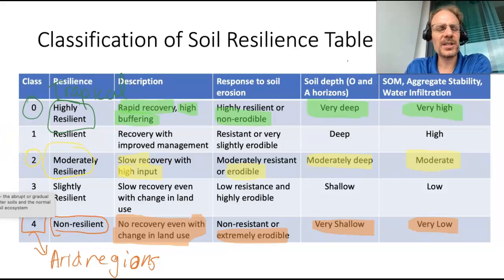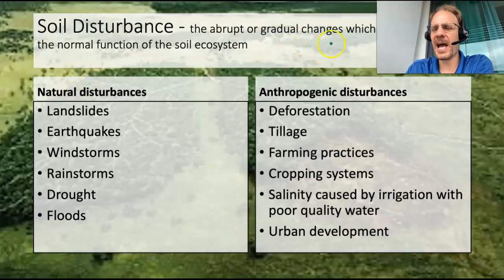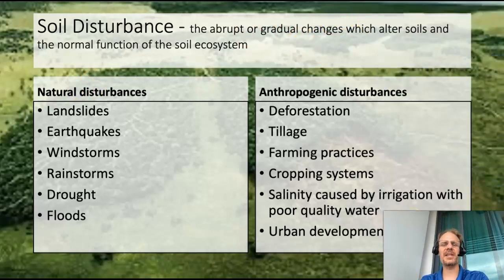What are some of the disturbances that are out there, and how do they impact things? Soil disturbances are anything that changes or alters the soil from its normal function. Those changes can be very rapid or they can be very, very slow. We also can classify these into 2 categories, our natural disturbances and our anthropogenic disturbances. Anthropogenic disturbances mean human caused.